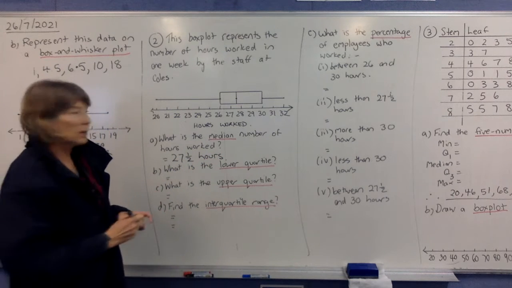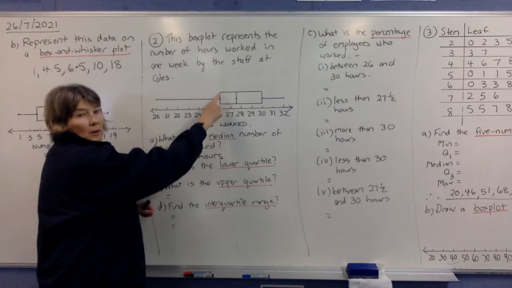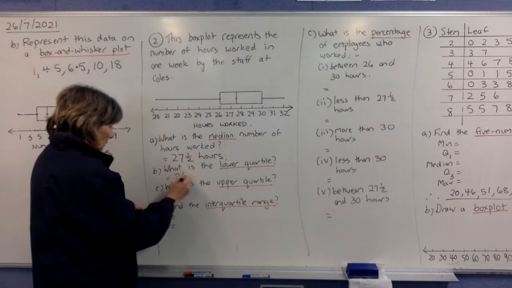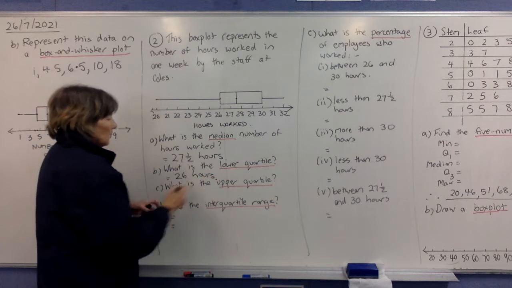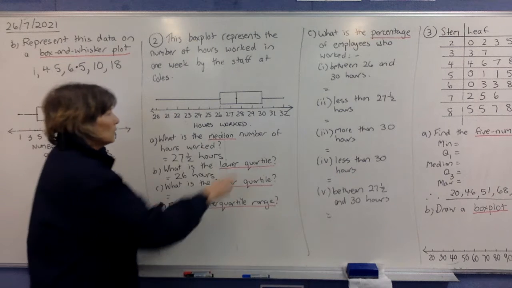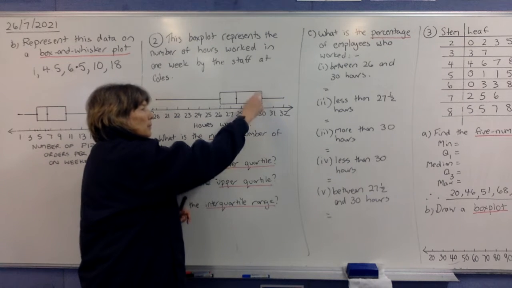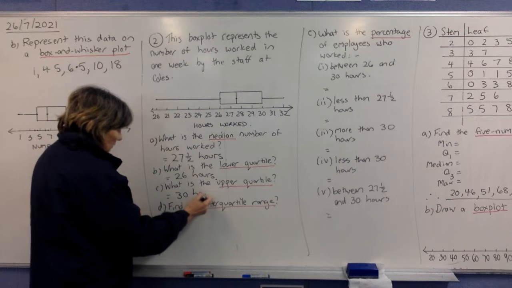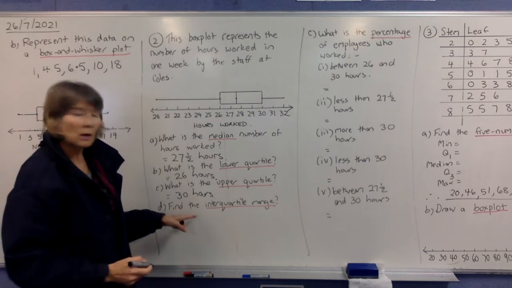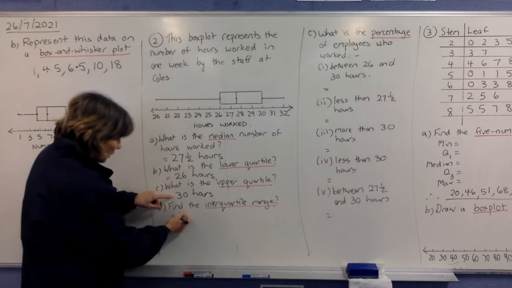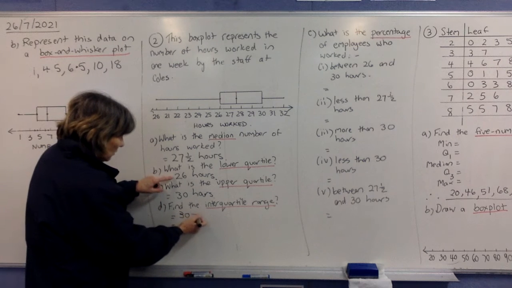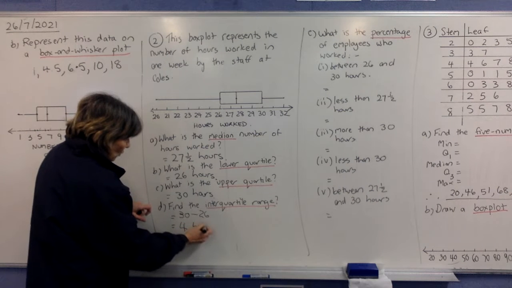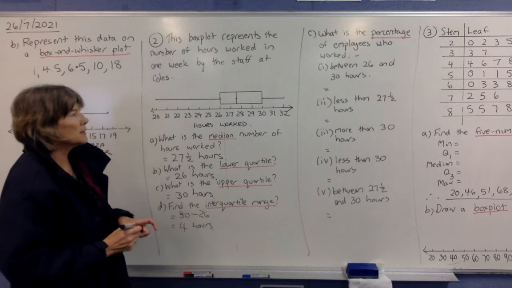The next one, what is the lower quartile? The end of the box on the left-hand side is the lower quartile, so that's 26 hours. What is the upper quartile? The upper quartile is the right-hand side of the box, so that's 30 hours. What is the interquartile range? Well, we're going to do our upper quartile, take away our lower quartile, and our interquartile range will be 4. Make sure you write hours on the end.